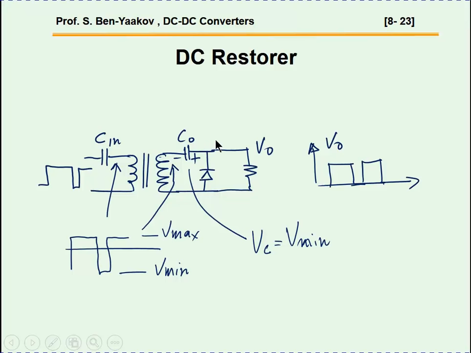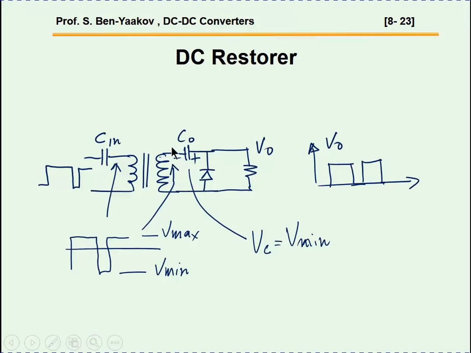Well, what you can do is to use this concept of DC restorer. Actually, this comes from television circuitry, but we use it here in this way. First of all, we have two capacitors, one at the input and one at the output. Now, we provide these pulses here, and of course, after the capacitor, we're going to have the same shape, but with no DC. So the zero is here, and this is the voltage. And this is what we are going to have at the output.